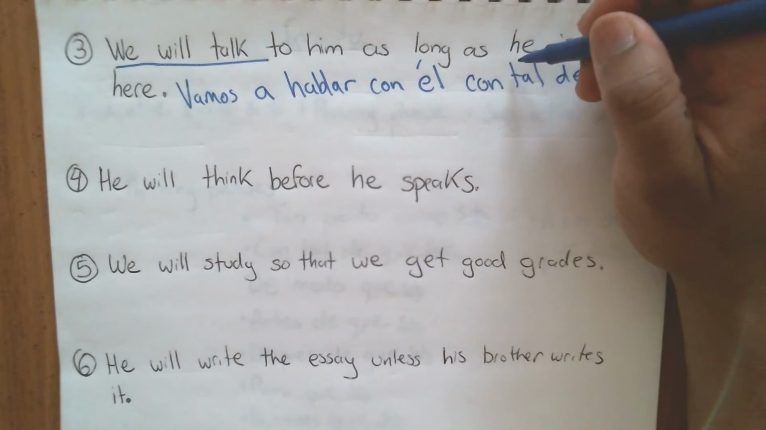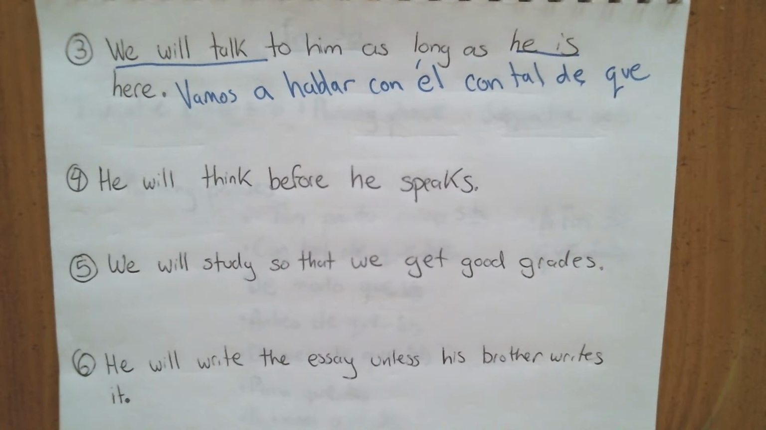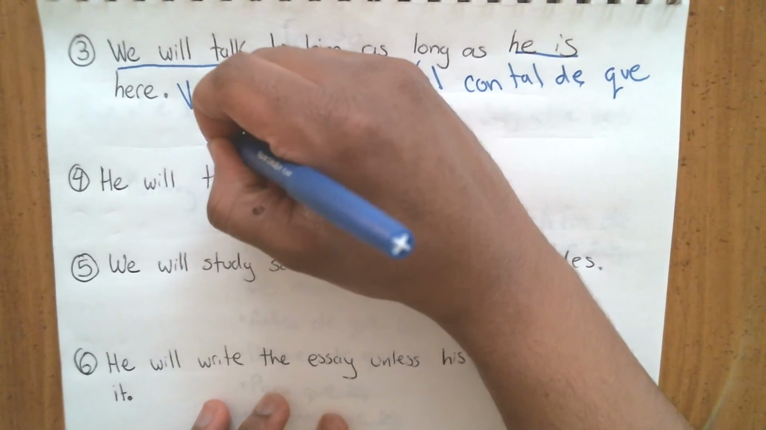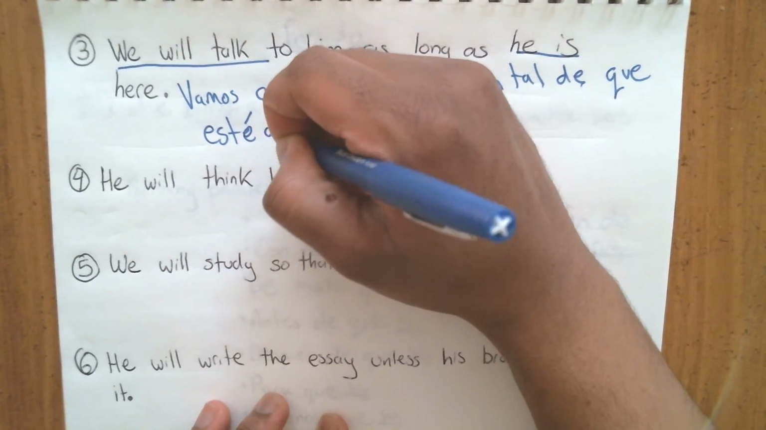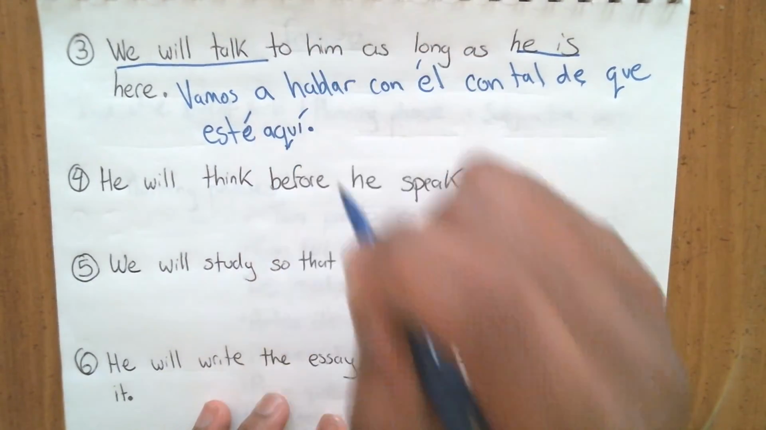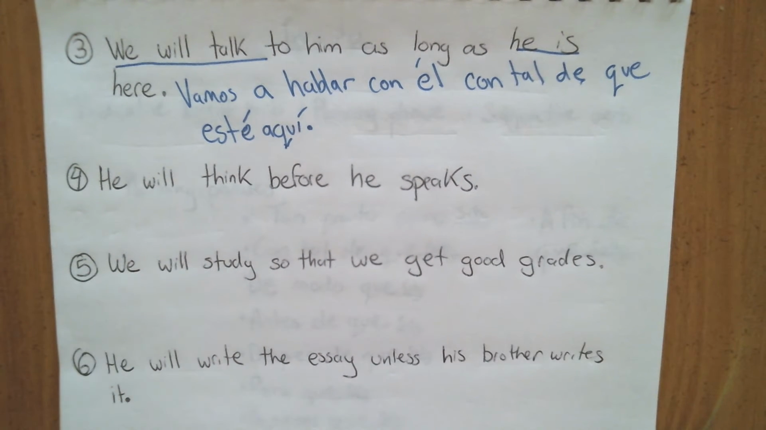As long as he is here. Now, we expect him to be here. He could get up and leave, but we expect him to be here. Con tal de que esté aquí. Vamos a hablar con él con tal de que esté aquí. Provided that, or as long as he is here.